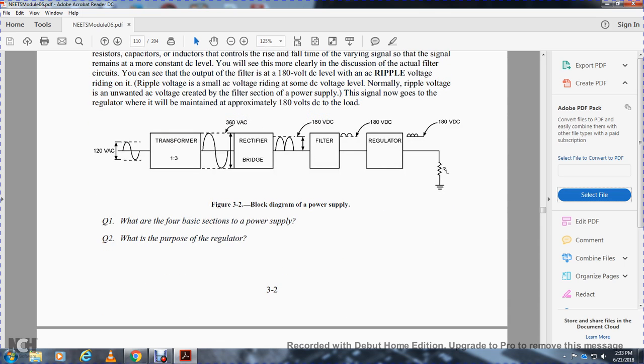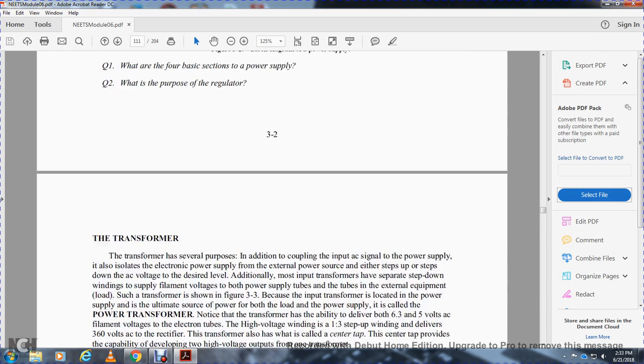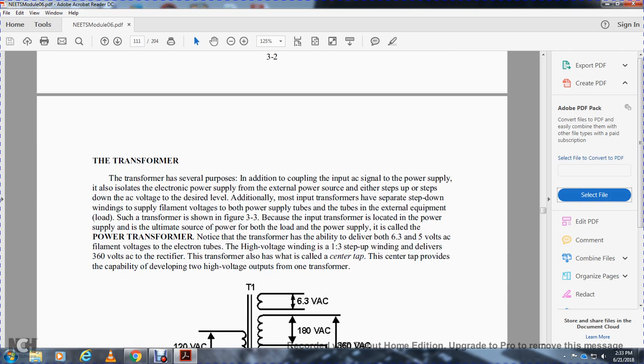Block diagram of the power supply: 120 volts AC, the transformer, 360 volts AC, then a rectified DC, then either a filtered DC, so it's more direct, and then you get your DC voltage on the load from the regulator to the load, to regulate the DC voltage.